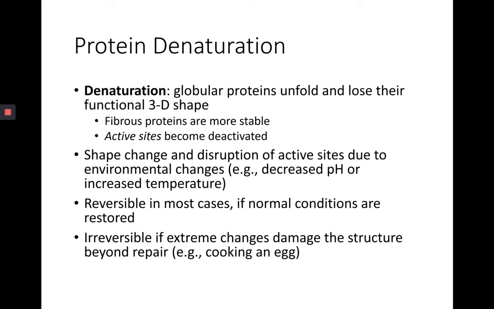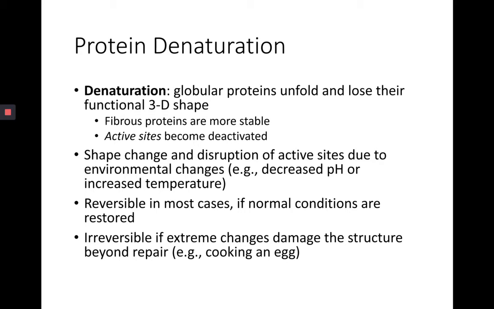All proteins can also denature. So essentially what this means is all proteins can unwind. And when they unwind, they lose their function because usually the shape, that organization of the protein is important for its function. So shape change and disruption of active sites, or even just shape change of fibrous proteins, changes like increases in temperature or decreases in pH, or vice versa. All of these things can denature or unwind a protein. And especially with the globular proteins, if you unfold them, they lose their functional 3D shape, and therefore they lose their ability to work.